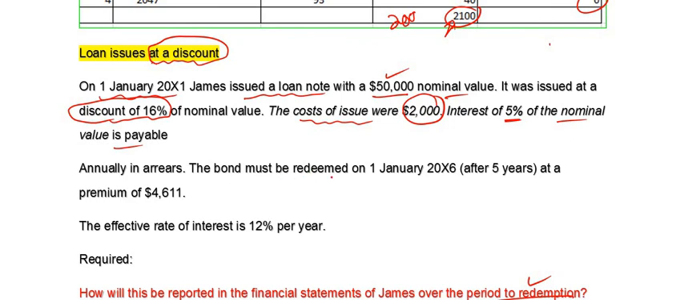The bond must be redeemed on the 1st Jan 2006, after 5 years. So after 5 years you have to redeem it. Now the premium you will pay is this amount. So this is the premium amount you will pay, meaning this amount 50,000 plus this 4611. You have to pay. The effective interest rate is given as 12.